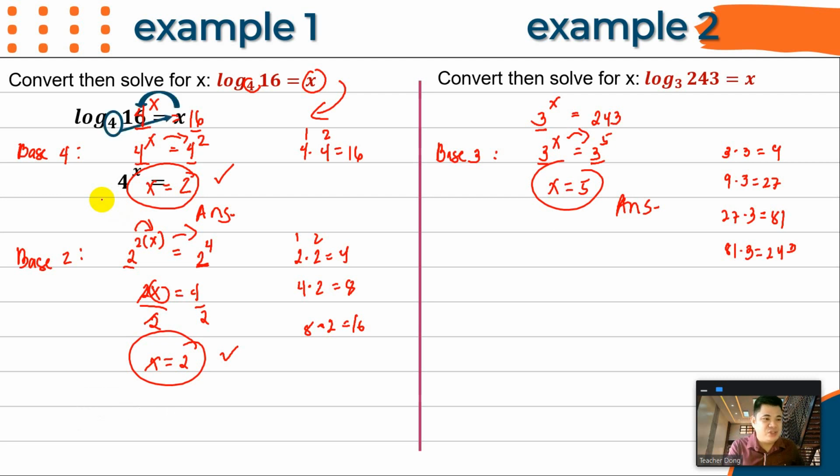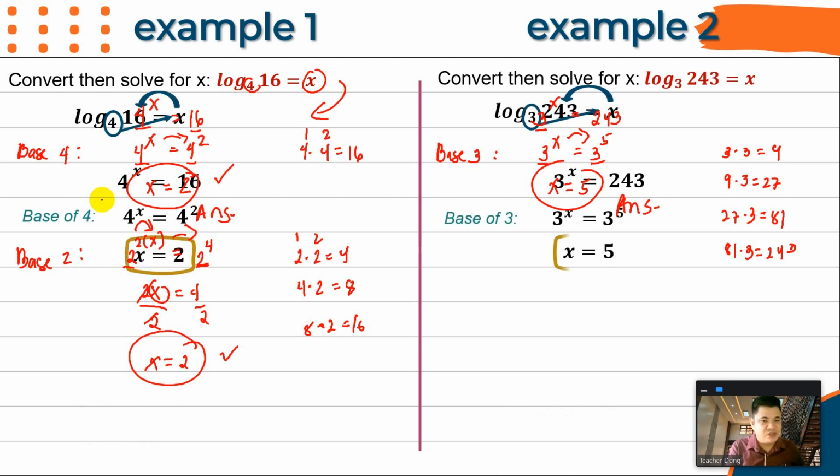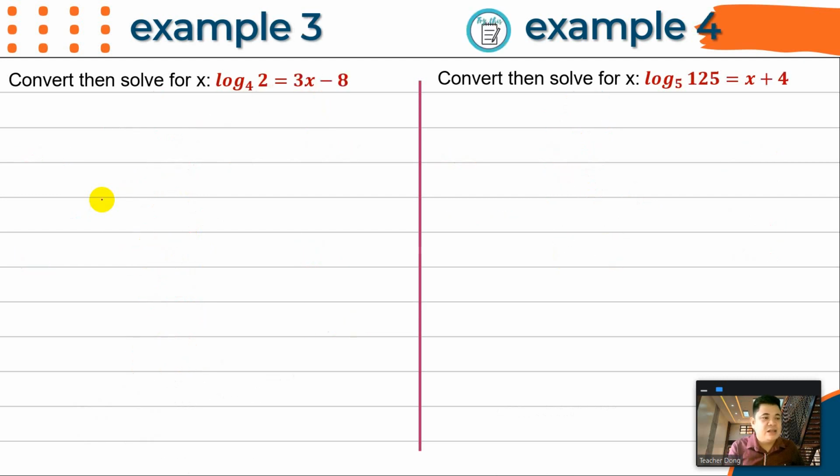Okay, so for my students, you can have a copy of this presentation. So, and here are the solutions in the presentation. Now, let's have convert then solve for x in the logarithmic equation. Logarithm of 2 base 4 equals 3x minus 8. Just remember that you have to treat this one as a single power.